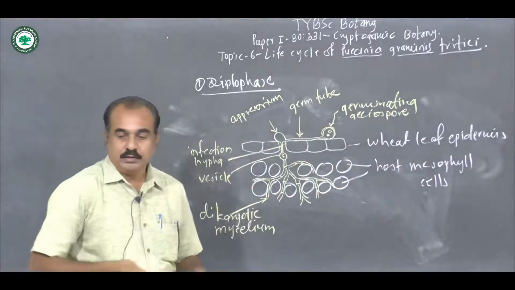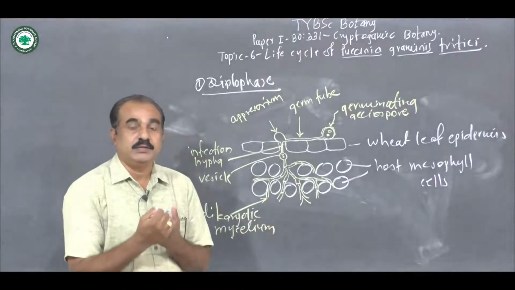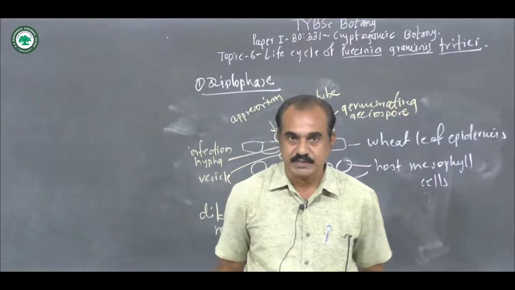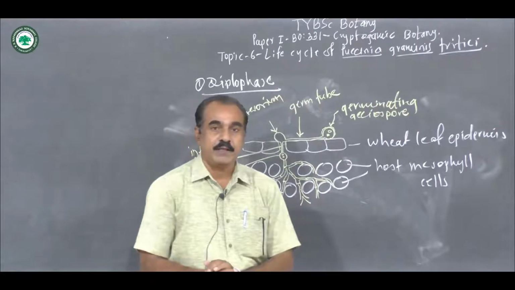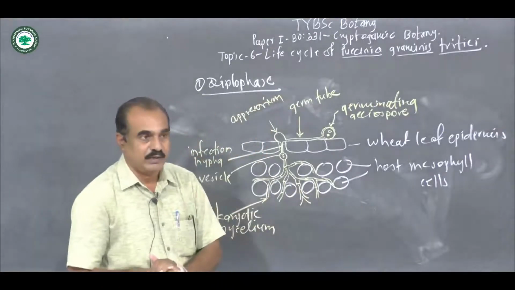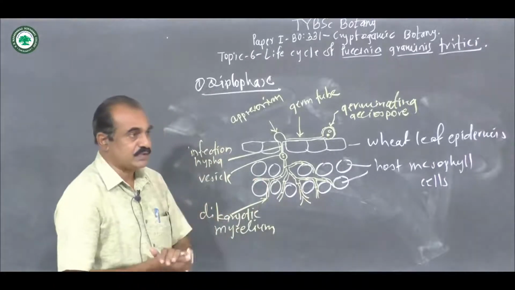Now, in the first phase, that is in the diplophase, the aecidiospore is germinated on the healthy wheat leaf surface. So this is the germinating aecidiospore. It has two nuclei. One is of the plus strain and another is of the minus strain. That means it is binucleated, with opposite strain nuclei.